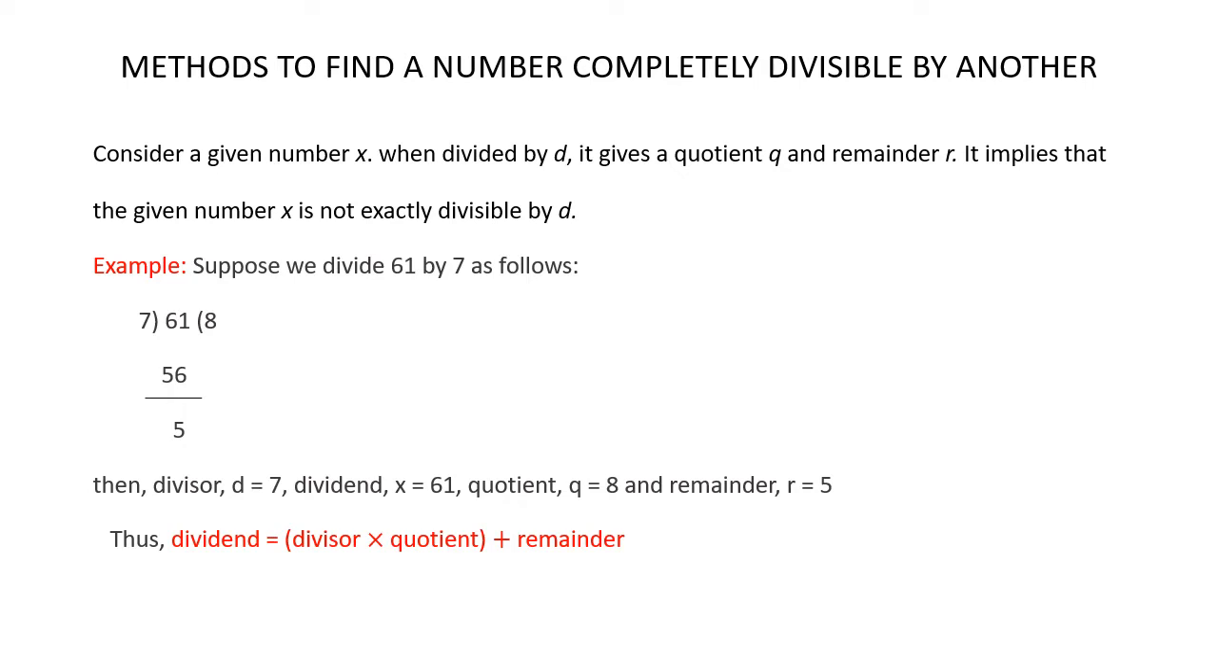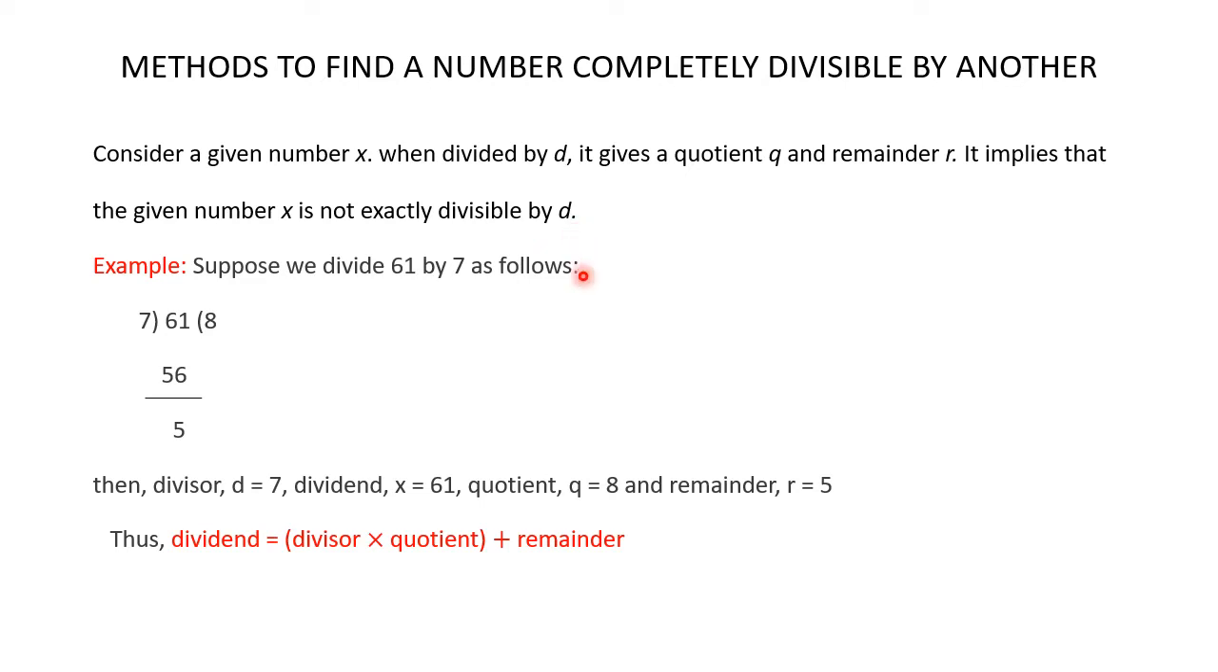There are two methods to find a number completely divisible by another number. But before we go on to those two methods, you have to understand a very important concept. Consider a number x. When divided by d, it gives a quotient q and remainder r. This means when a number x is divided by d, you get a quotient q and a remainder r. The fact that you got a remainder r implies that the given number x is not exactly divisible by d.